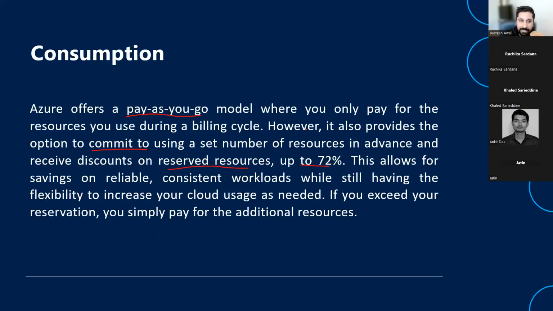If you look into it, the same thing is represented over here, which says it also provides the option to commit to using a set number of resources in advance and receive discounts on reserved resources up to 72%. So depending upon the larger the duration of your booking, you will be getting discounts all the way up to 72%, which is huge. If you are sure your company needs that resource as a bare minimum, put that resource in a reserved instance, and anything that comes in overhead, you might need more, you might need less, put that in a spot or in a pay-as-you-go model.